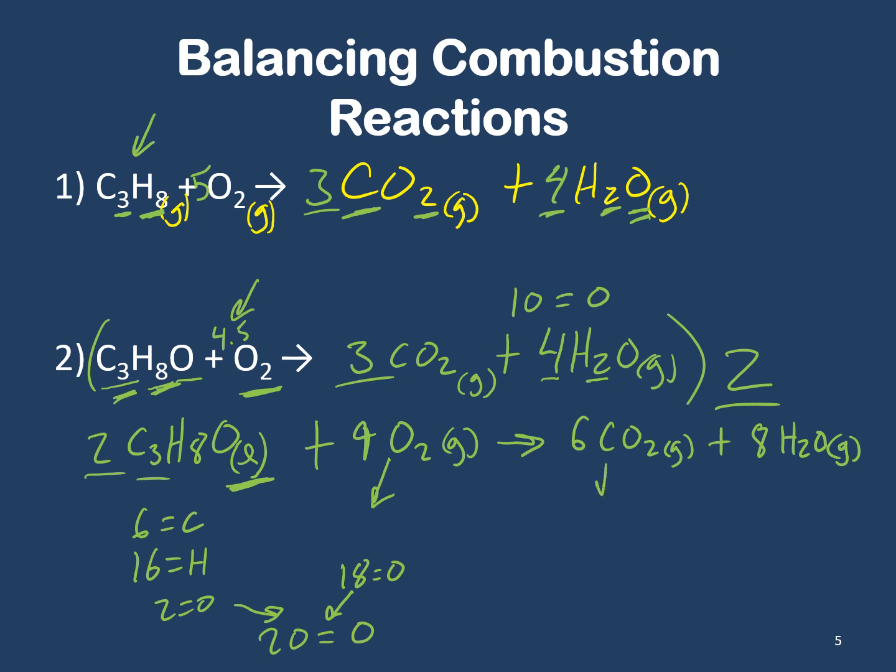Now over here we have 6 carbons. We have 6 times 2 is 12 oxygens. Over here we have 8 times 2, that's 16 hydrogens. We have 8 times 1 is 8 oxygens. Well, 12 plus 8 gives me 20 oxygens. So everything's now balanced. All right, so let's do one last example here.